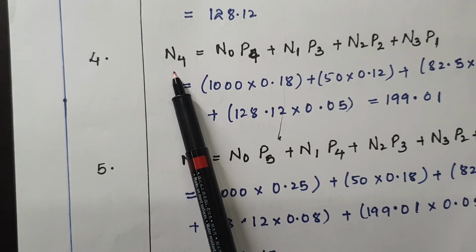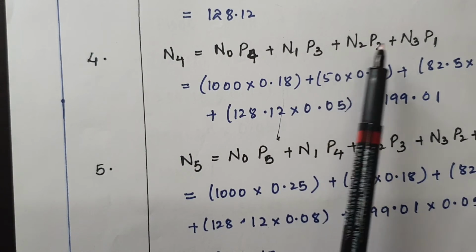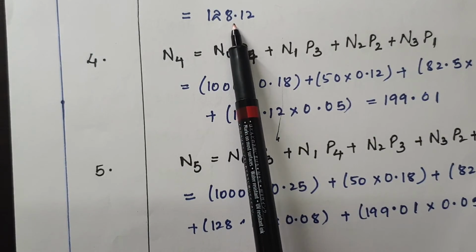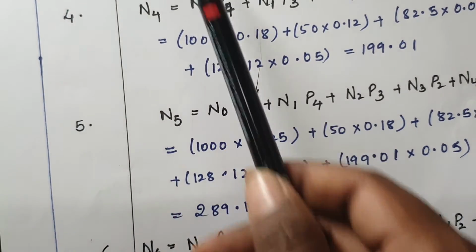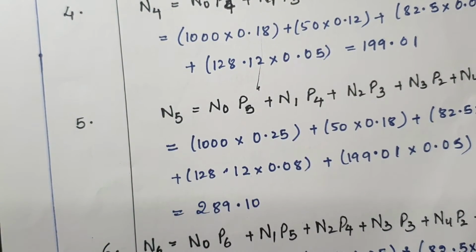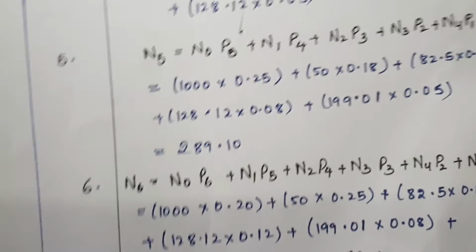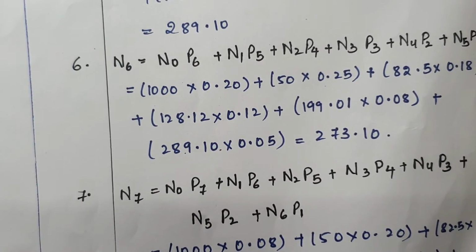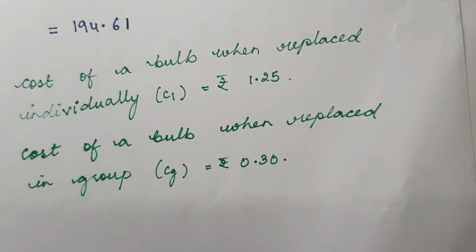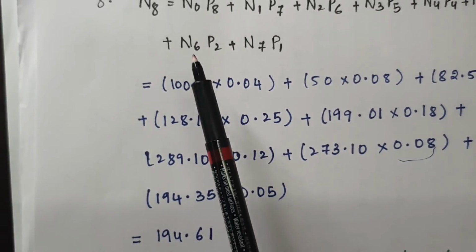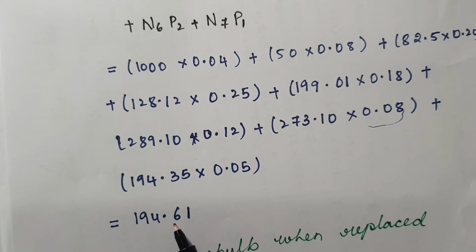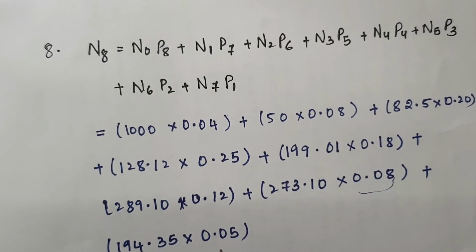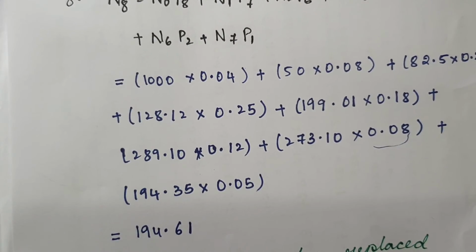Suppose you are going for N4, you know N0, N1, N2, N3. N3 just now you got. So P1, P2, P3, P4. Like this you will get all N3, N4, N5, N6 and N7, every value, and last one is the N8. N8 value also you got. How much N8 value? Like this you got. After doing some calculation I wrote the values also. So after going through the calculation you will get the value of all of these.